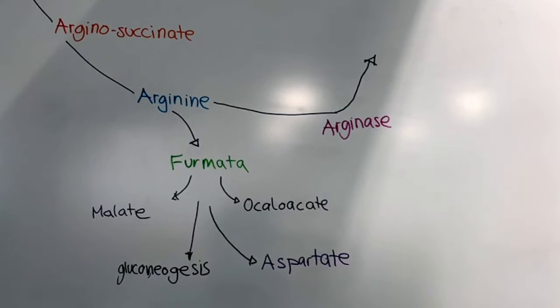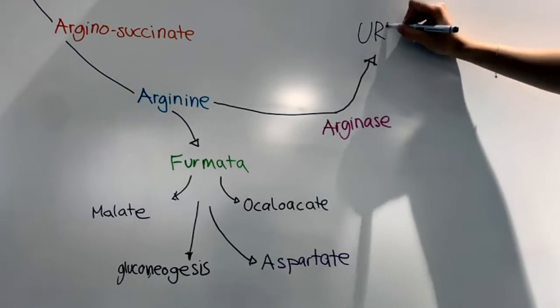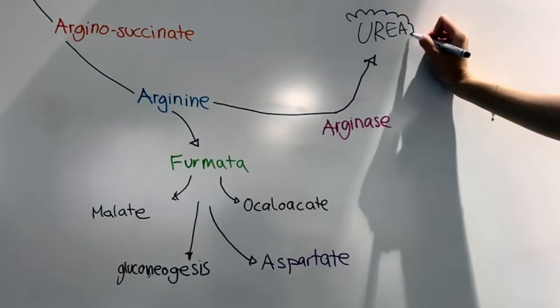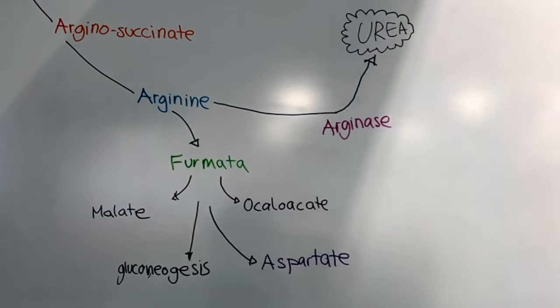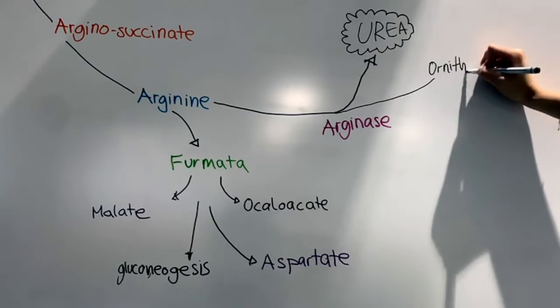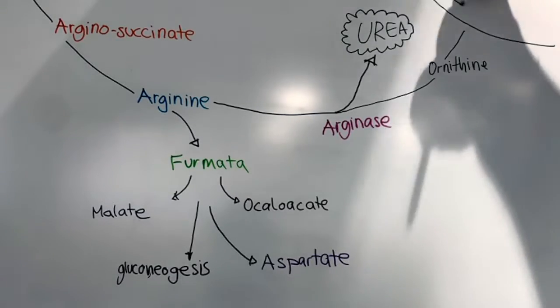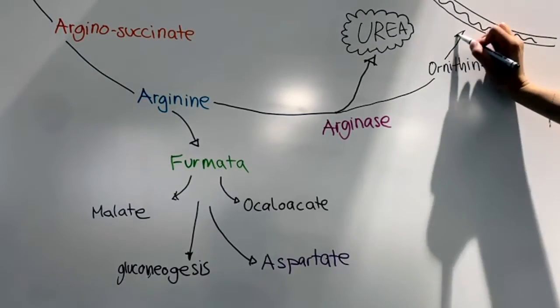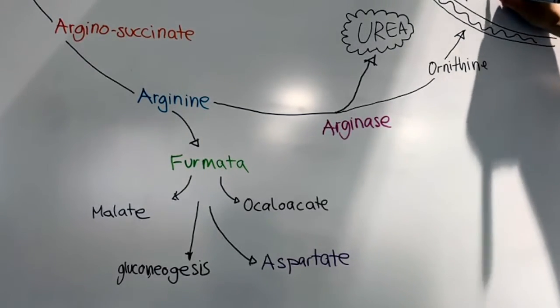The fifth step is the cleavage of arginine. In the final step where urea is formed, arginine is broken down by the enzyme arginase and hydrolyzed by a water molecule. Urea is removed and ornithine is also formed. Ornithine is recycled back into the matrix of the mitochondria for the next cycle.